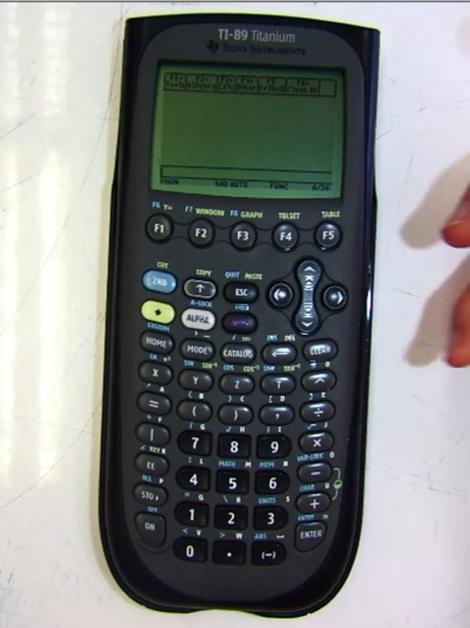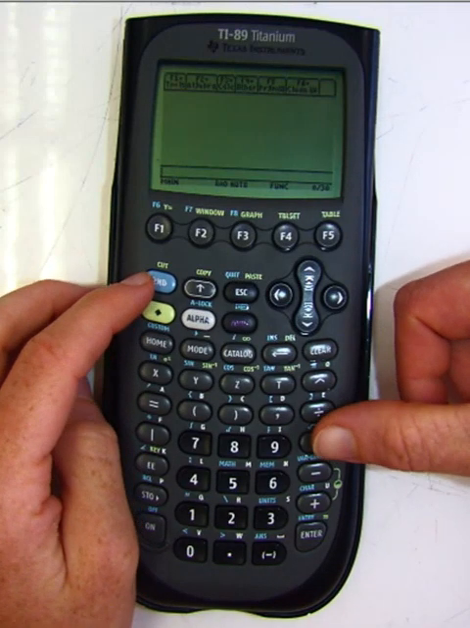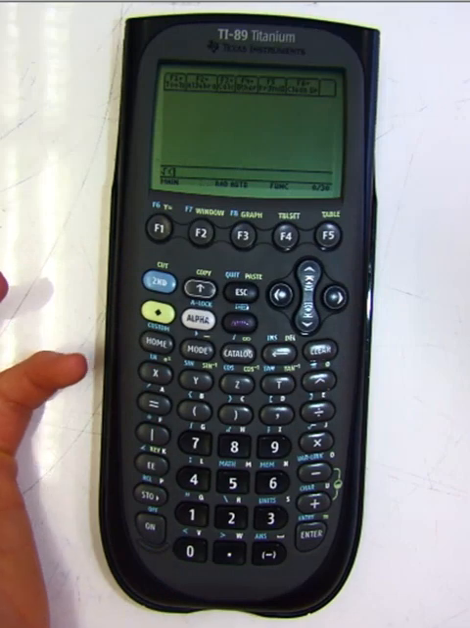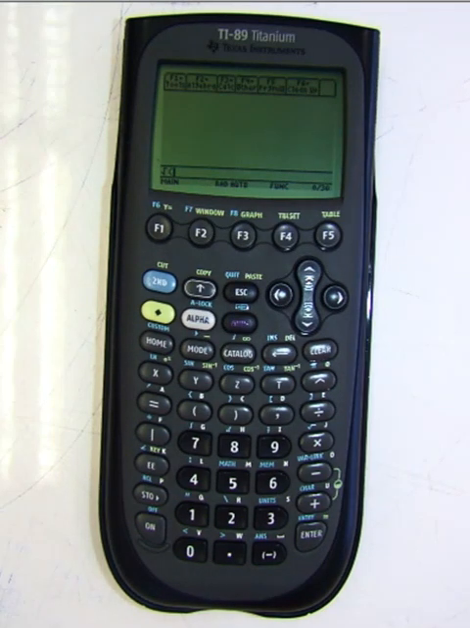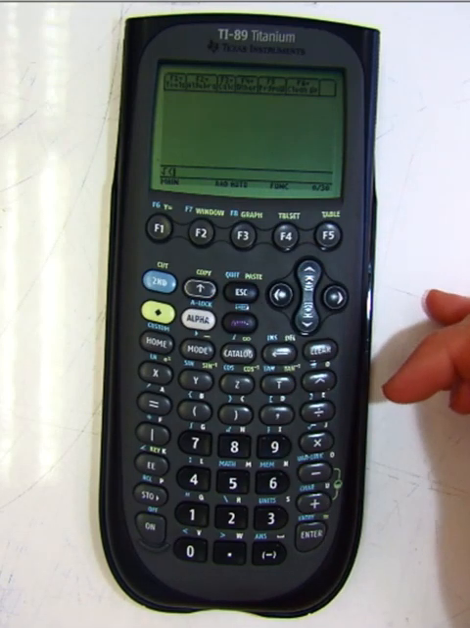Okay, one of the things that you may have to do: your square root is about in the same place where it normally is, second and the multiplication sign. That's your square root. So that's the square root.